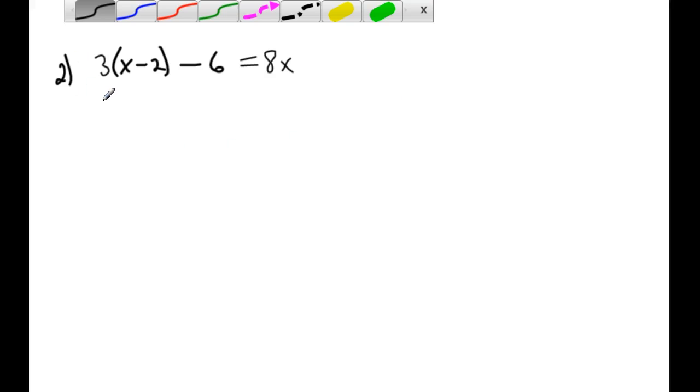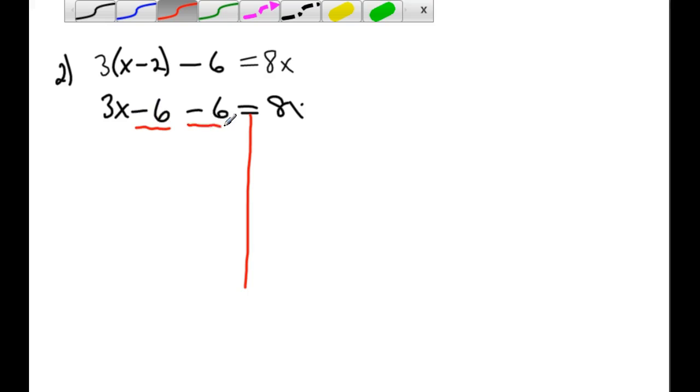Alright, here we go. Distribute. 3 times a negative 2 makes negative 6. Remember, negative and minus are the same thing. We got another minus 6 here. Once again, we're going to treat this like combining like terms on this side. There's more than one term. We'll put together some like terms.